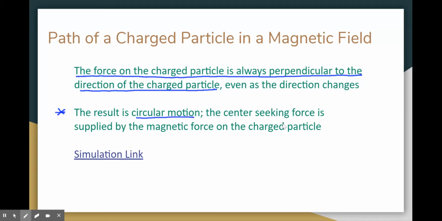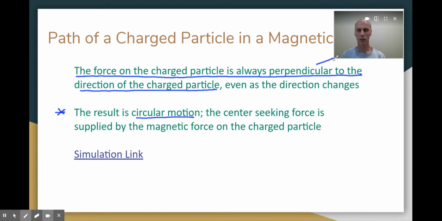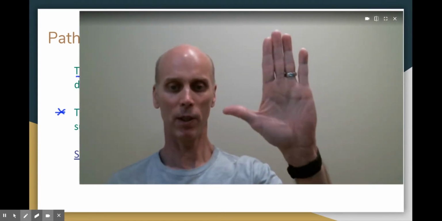Consider for a second what happens to the direction of your thumb if you have your palm out and your fingers pointed in the upward direction. Tell you what, let me grab the video here for a second. I'll show you what I mean. Consider what happens as the charged particle enters a region where the magnetic field is up, in this direction. Better yet, let's go this way.